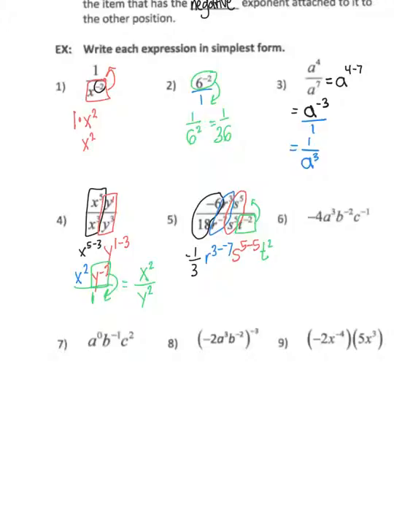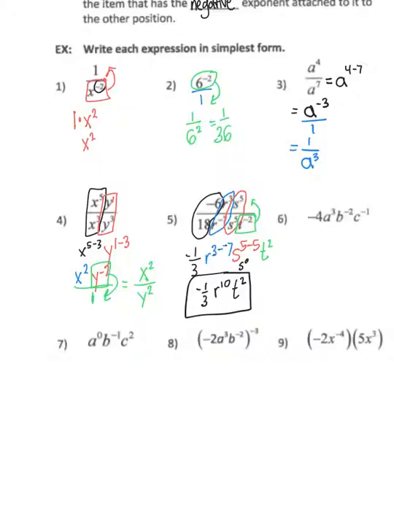Now I can simplify this a little further, so I still have that negative 1/3 out front. r to the 3 minus a negative 7, that is r to the 10th. s to the 5 minus 5 is s to the 0. Anything to the 0, remember, is always 1. So that just becomes 1, and my s's drop out. Then I have t squared left, and this becomes my answer. This is my simplified form.